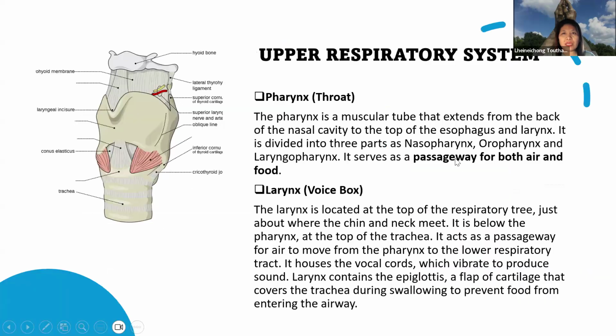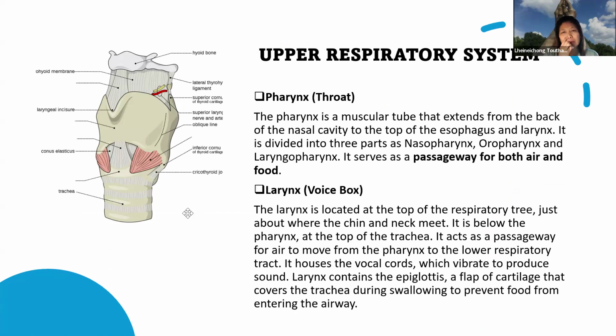So the second is the pharynx, which is also known as throat. So the pharynx is a muscular tube that extends from the back of the nasal cavity to the top of the esophagus and larynx, and it is divided into three parts as nasopharynx, oropharynx, and laryngopharynx. This serves as a passageway for both air and the food.